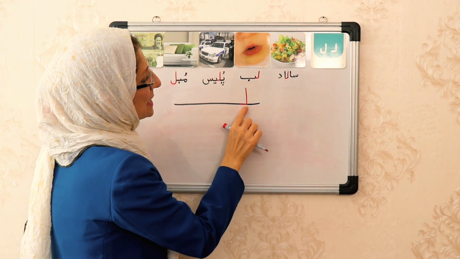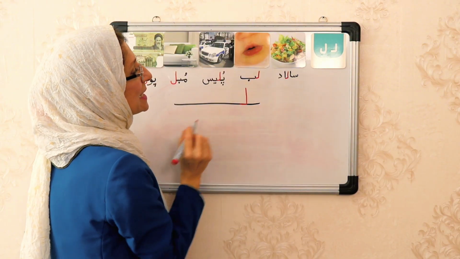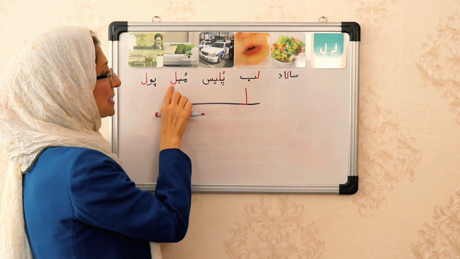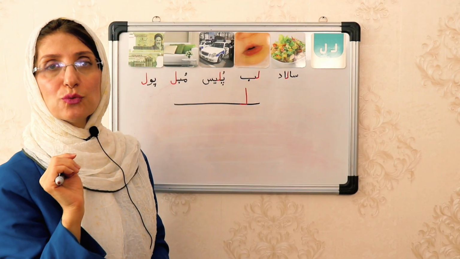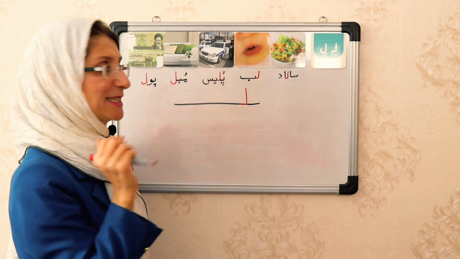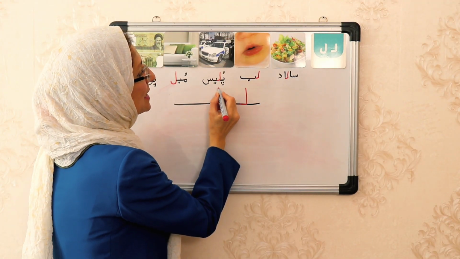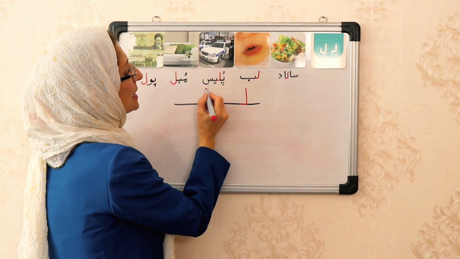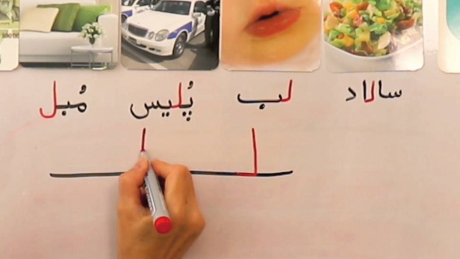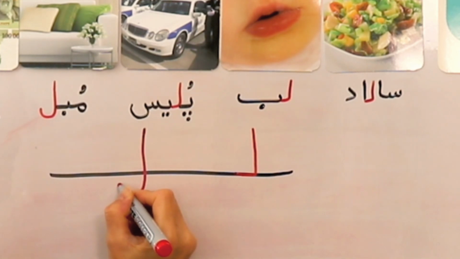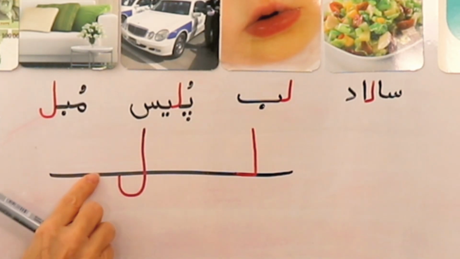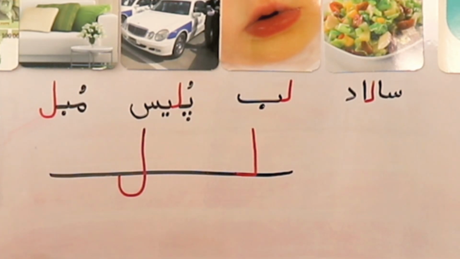So, lab and le آخر, you see in two words, مبل and پول. پول is money. Le آخر, look the way I write. Up to bottom, go below the line and come and reach to the line.